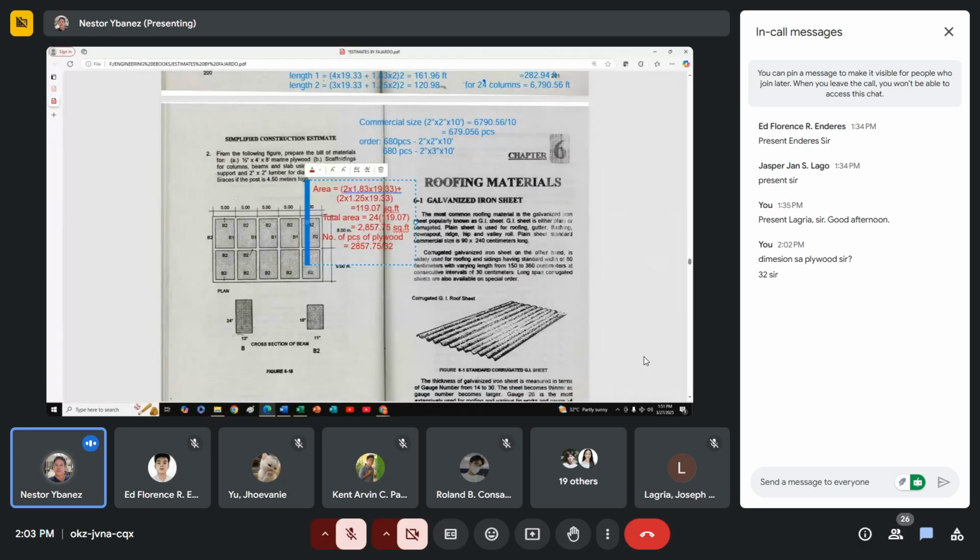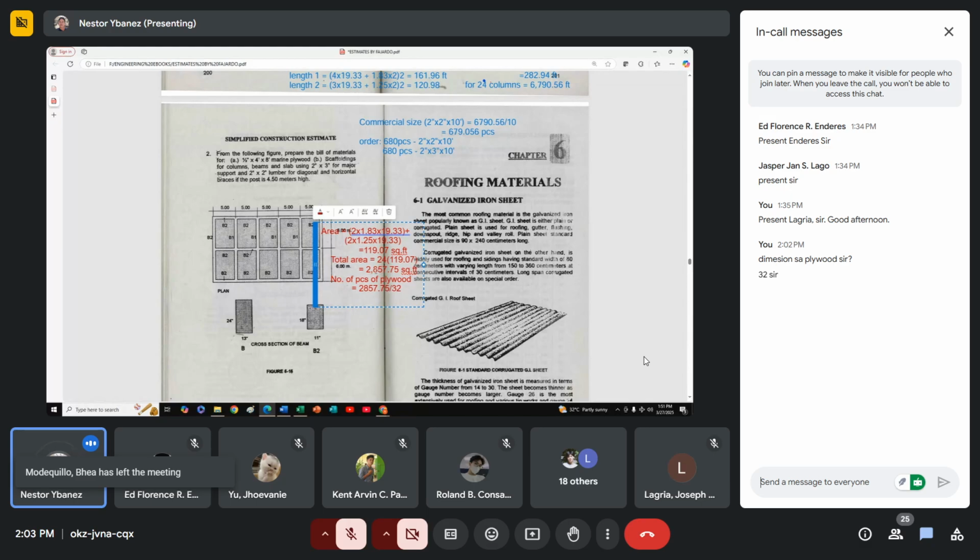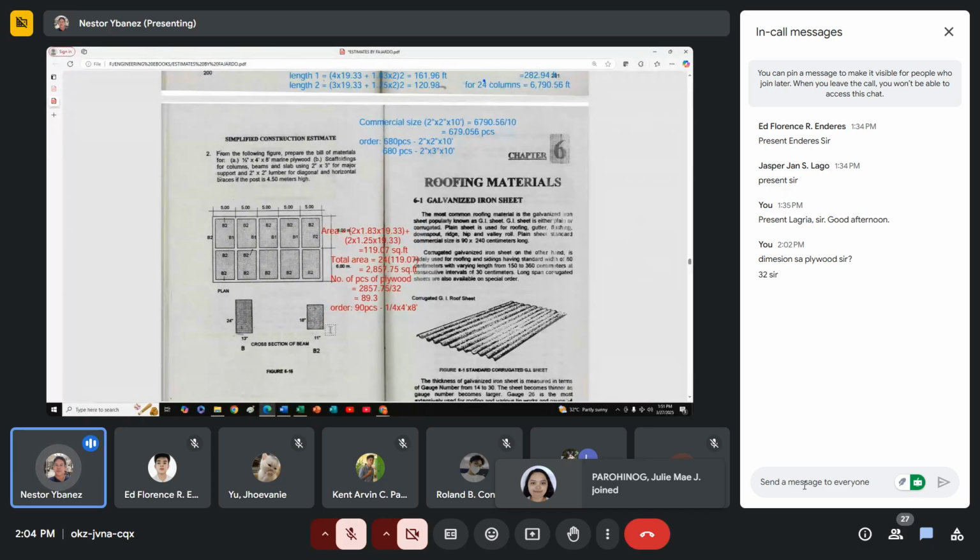The result is 89.3, which means we order 90 pieces of plywood, at a thickness of 1/4 inch, by 4 feet by 8 feet. So now, the summary.